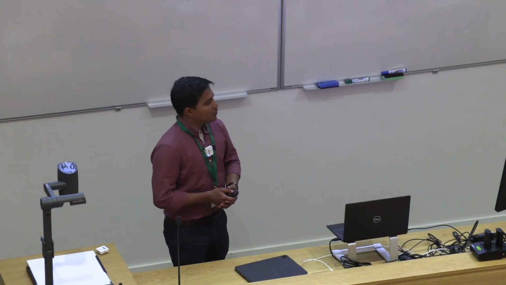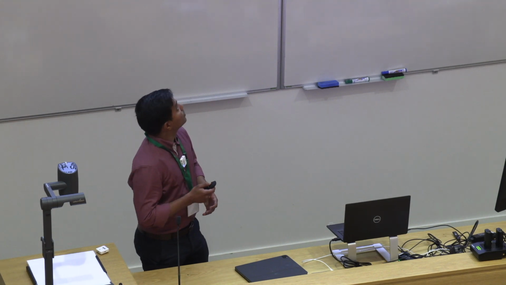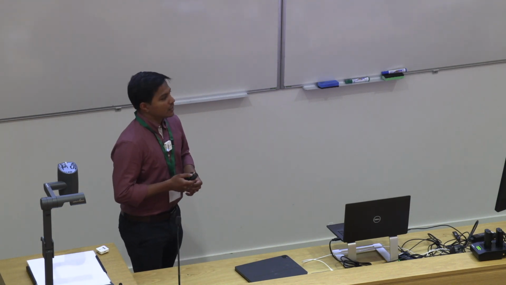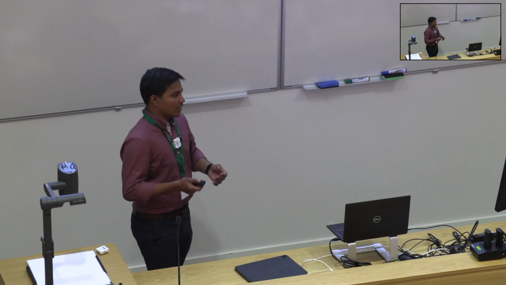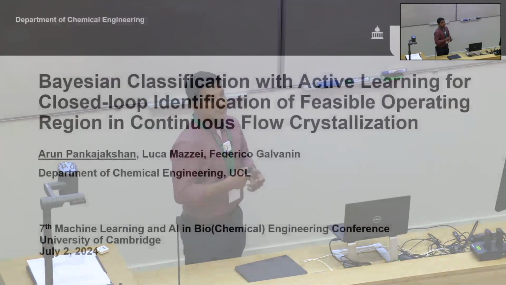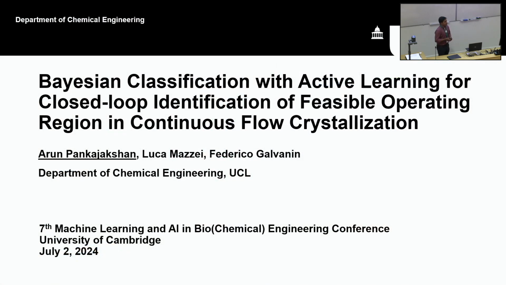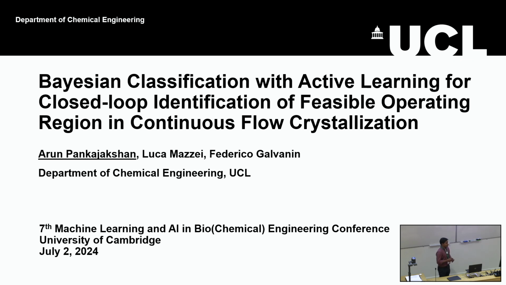Today I'm going to talk about two complementary methods: Bayesian classification, or in general Bayesian modeling, and active learning, and an application of these two methods in continuous flow crystallization.